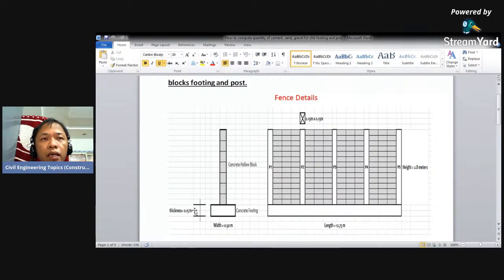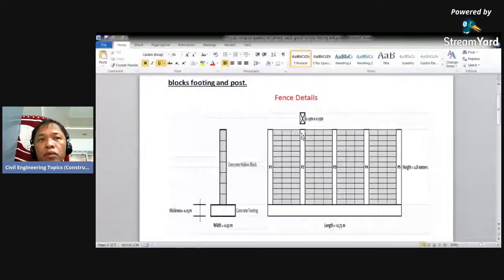Yung thickness ng ating coating is 0.15 meter. So 150 cm. Yes. 150 mm, not cm, 150 mm. So yung size din dito, 150 mm din, by 150 mm size ng post. Width is 0.5 meter. So yan po ay 50 centimeter.